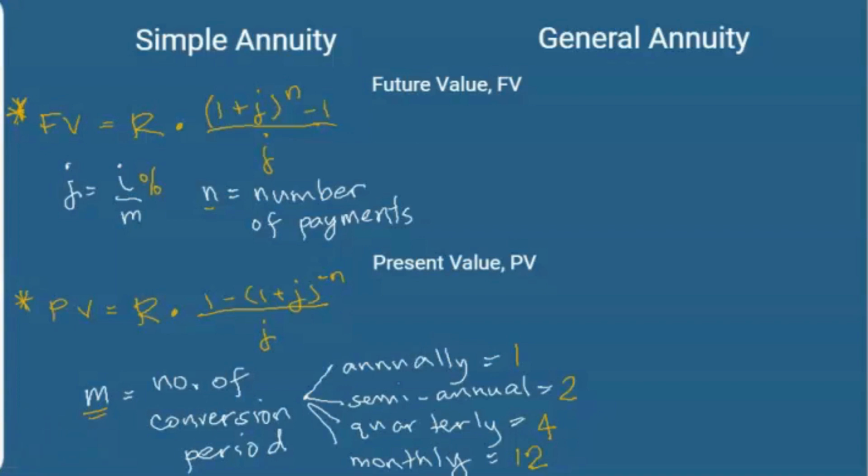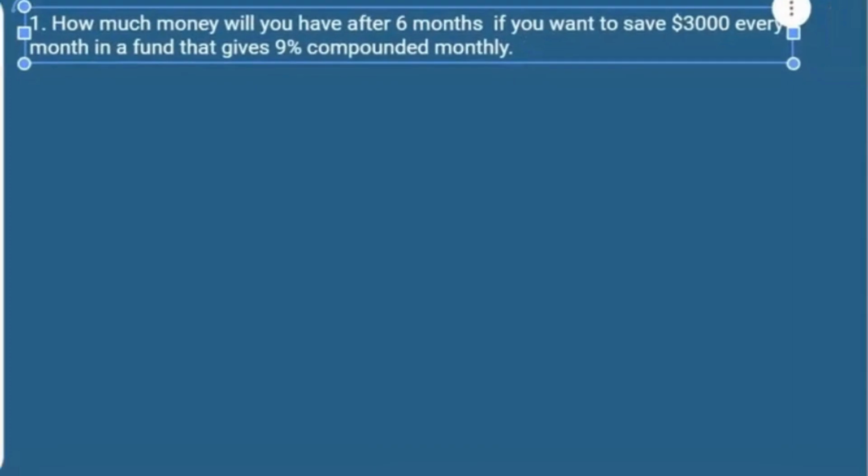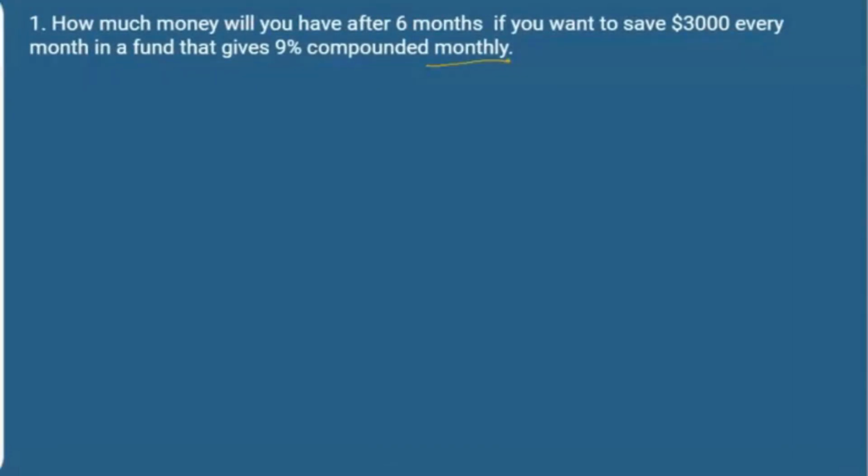So let's start with problem number 1. How much money will you have after 6 months if you want to save $3,000 every month in a fund that gives 9% compounded monthly? This problem is a simple annuity because the interest rate is monthly and the regular payment or savings will also be monthly.